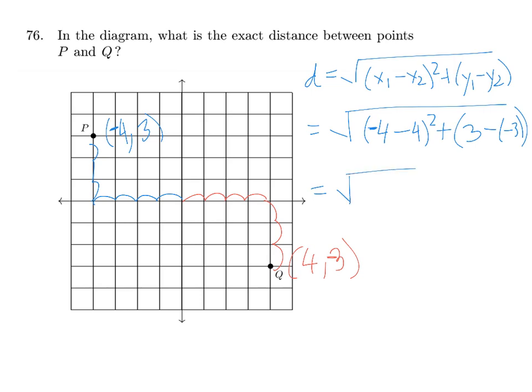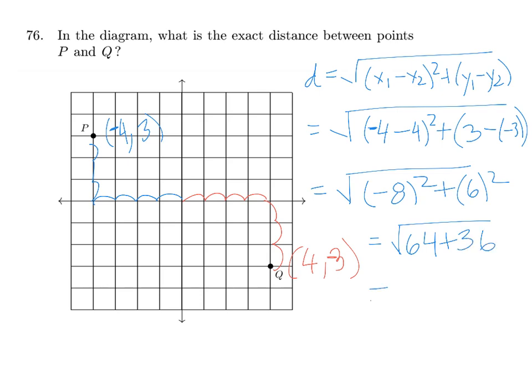Alright, let's be careful with these negatives here. So I end up with negative 8 squared plus 6 squared. Okay. So I get 64 plus 36. I get square root of 100, which is 10. Done. Watch out for those negatives.